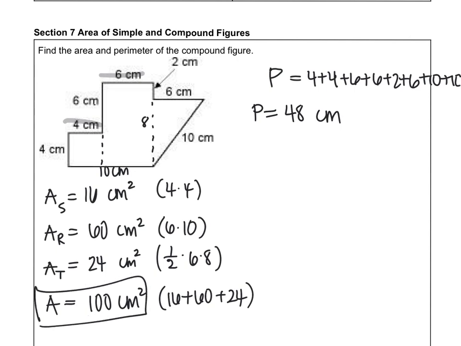So anytime you're finding area and perimeter, it is important to include units. So remember, area is always square units and perimeter is just regular units.